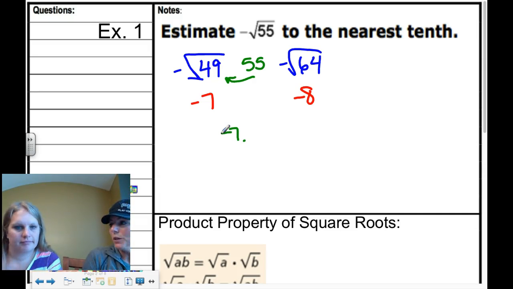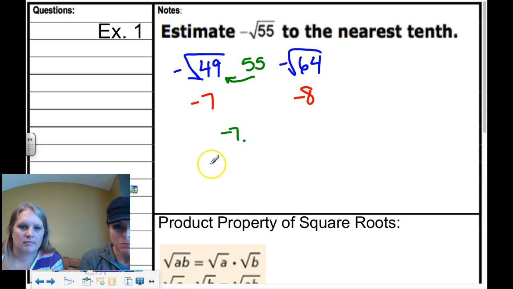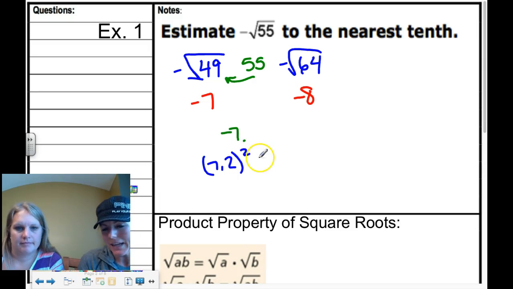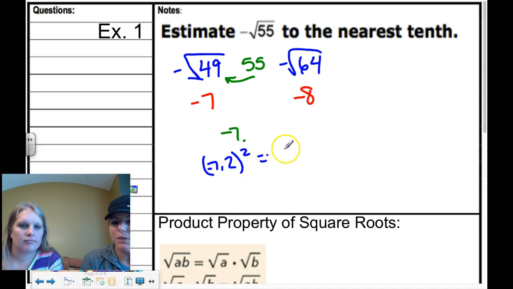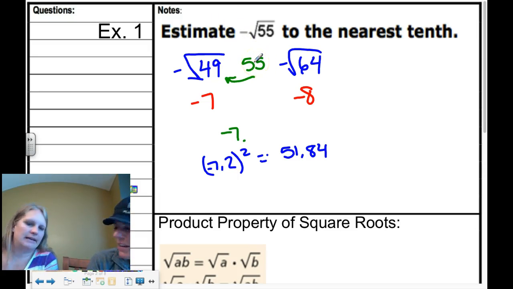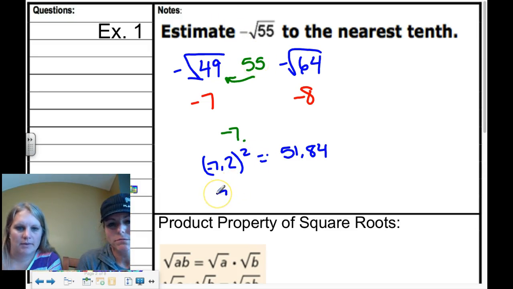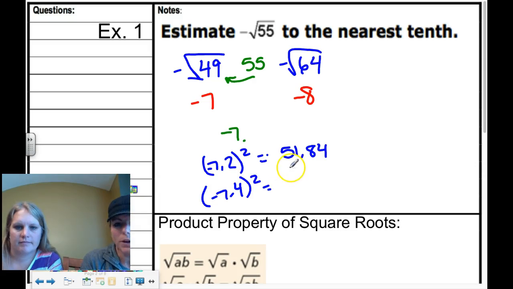So now what we do is we try a couple. Let's try 7.2. If we square 7.2, and you're squaring a negative 7.2, obviously, so you're going to have a positive. You get your calculator out, you're going to get 51.84. That's close to 55, not quite there. So let's try 7.4. And again, it's a negative. If you square that, you're going to get 54.76. That is darn close to 55. So our estimate works pretty good.